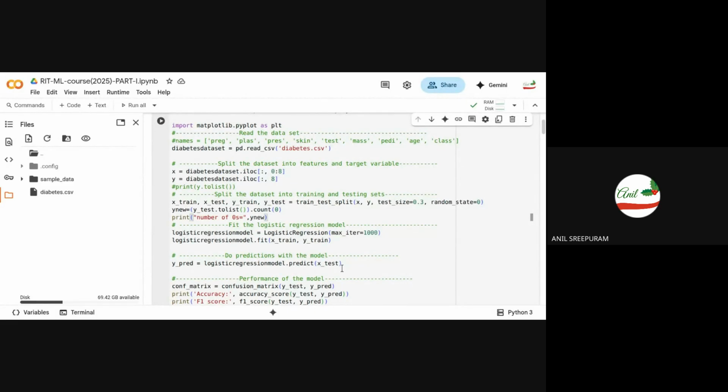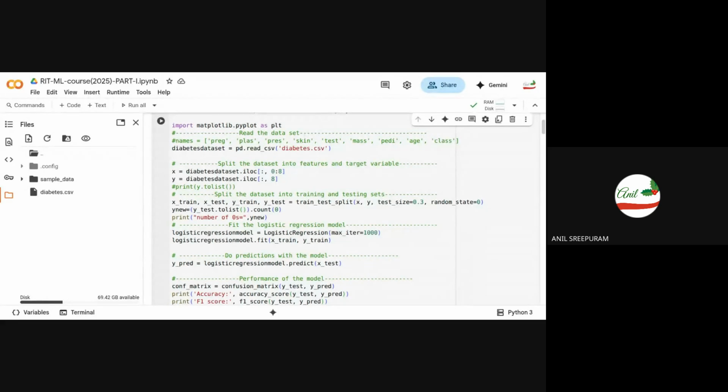That means whichever data I used to create the model, I didn't use for testing. The remaining data is used for checking the performance of the model. That is, Y predict is equal to logistic regression model dot predict, and see the input that is given. It is X test, not X train. And then I'll be evaluating the performance of the model.